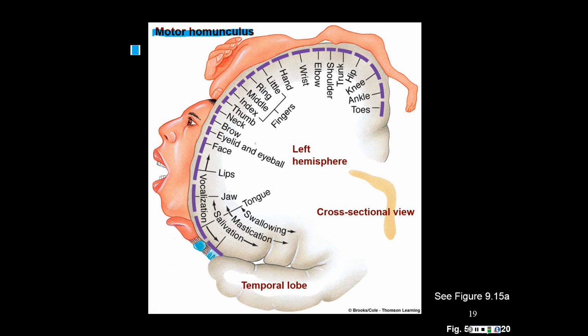So when you see a lot of area in the frontal lobe controlling the face, it's because the face is really important. If you contrast that to the toes, there's not so much gray matter controlling the toes or the ankle or the knee. So it's called a motor homunculus, illustrating the control from the frontal lobe and that primary motor cortex.